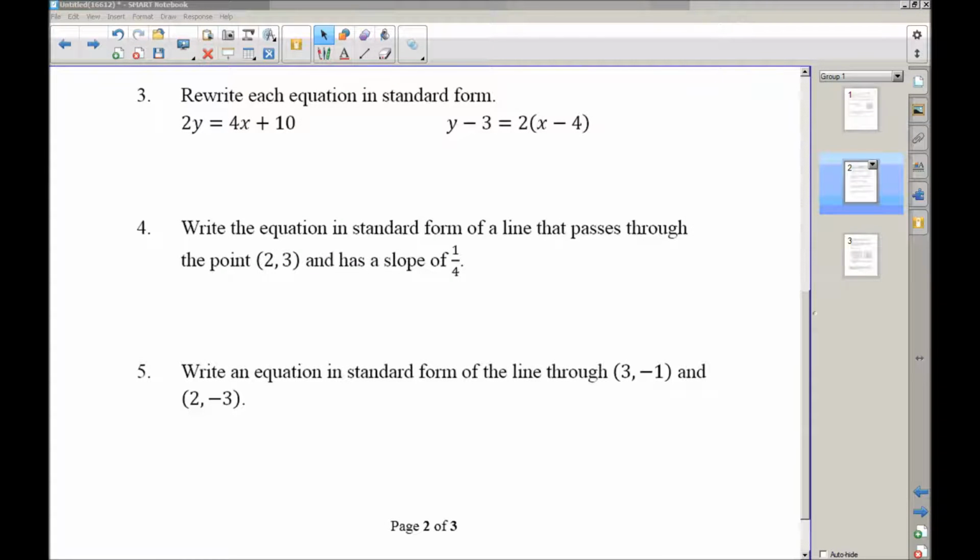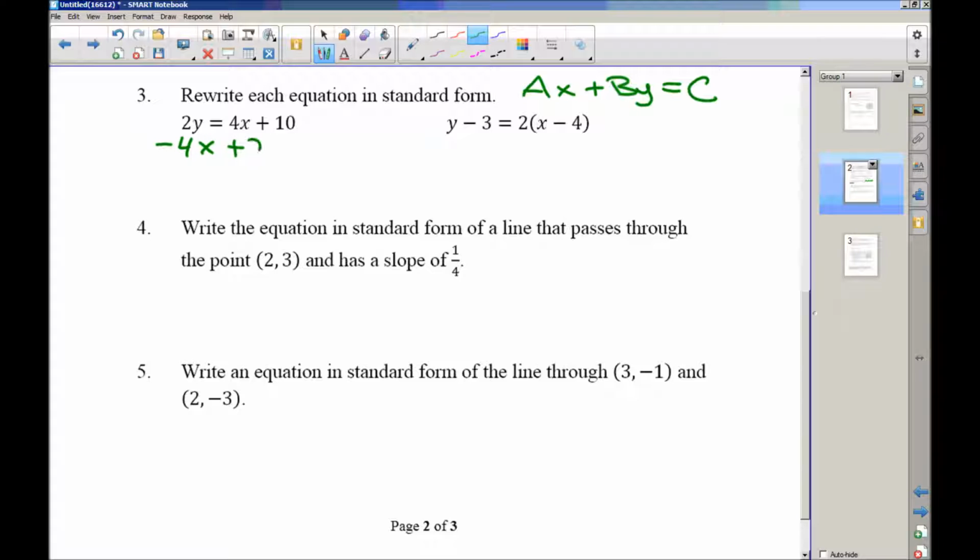Okay, number 3, rewrite each equation in standard form. So standard form, one more time, is ax plus by equals c. And we just need to get the x term in the front, then the y term, and then the constant term by itself on the other side of the equals. So in this case, I'll just subtract 4x to both sides. 4x plus 2y equals 10.